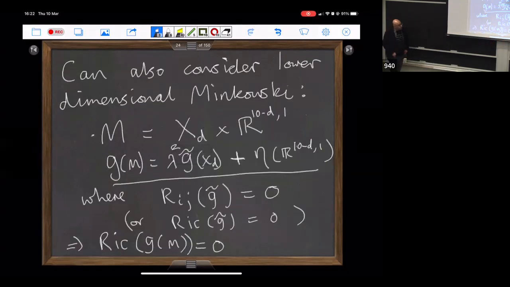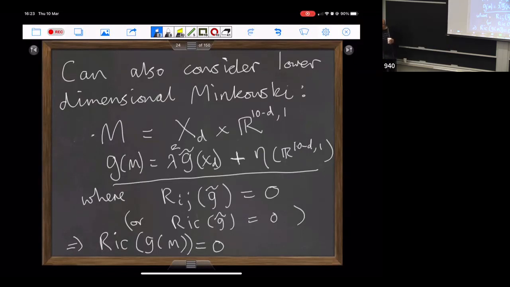But you can also consider solutions in which some of the dimensions are curved. So in this talk, the extra dimensions are always denoted with an X, X for extra. And you have a metric on those extra dimensions, which is here called G tilde. And in the same way that the Ricci tensor of Minkowski space is 0, you can try to find solutions in which the Ricci tensor of this space is 0.